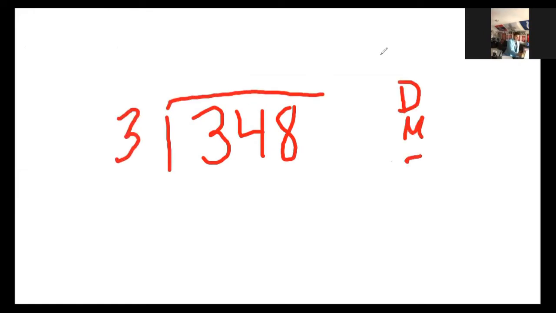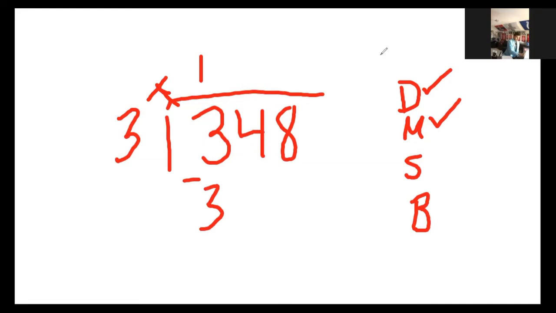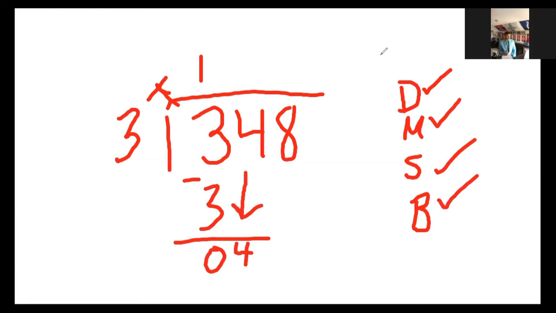Dangerous monkey, swipe bananas. And we would start with division. 3 can go into 3 one time because 3 times 1 is 3. 3 minus 3 is 0. And then I would bring down the 4. And I'd start all over again.